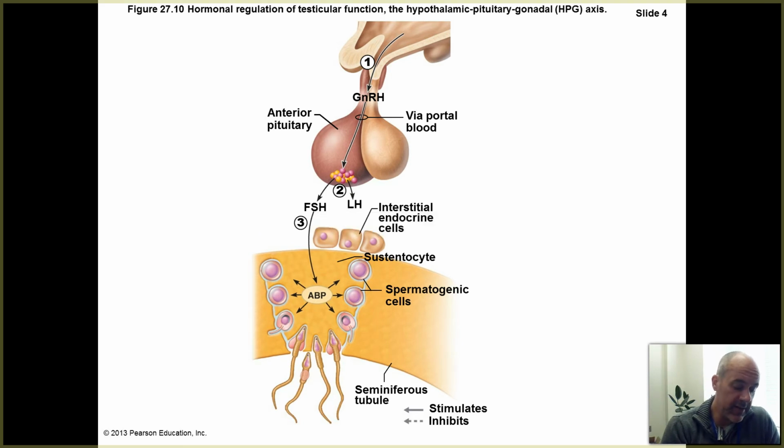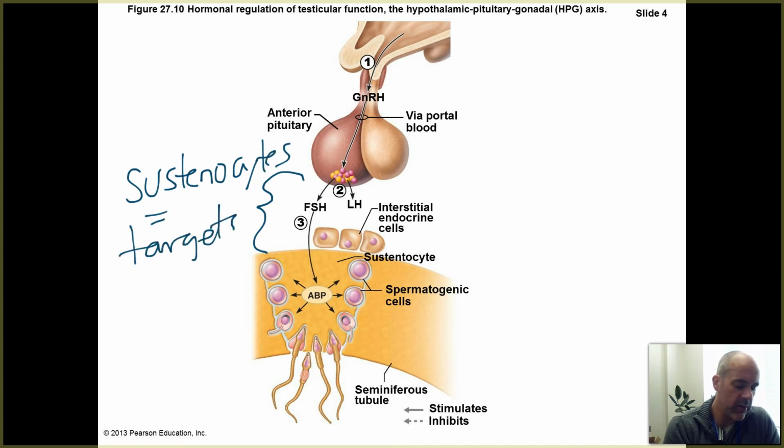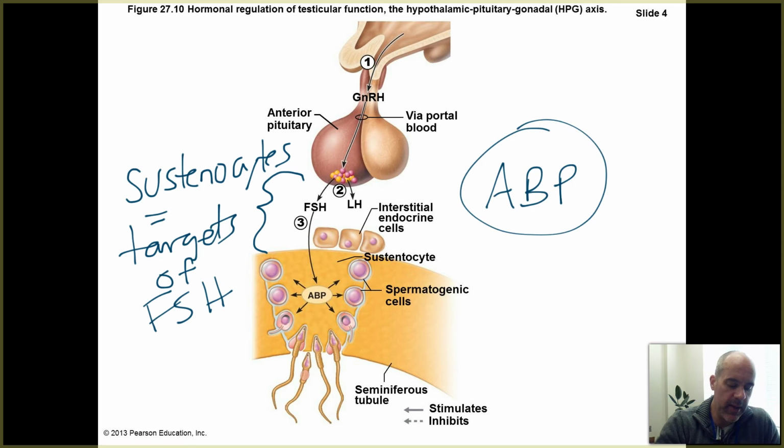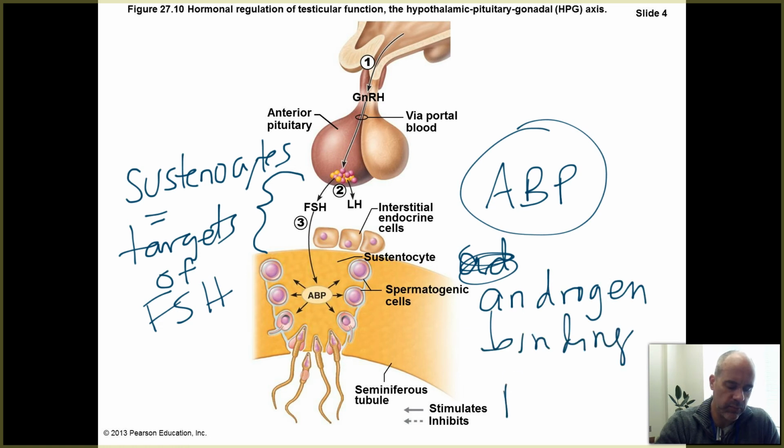The target for FSH is actually, if you notice really carefully here on the slide, the sustentacular cells. They're the targets of FSH. Okay, and FSH stimulates those sustentacular cells to secrete ABP. And ABP stands for androgen binding protein. Okay, so that name's going to provide us with a little bit of a hint about what ABP is going to do.